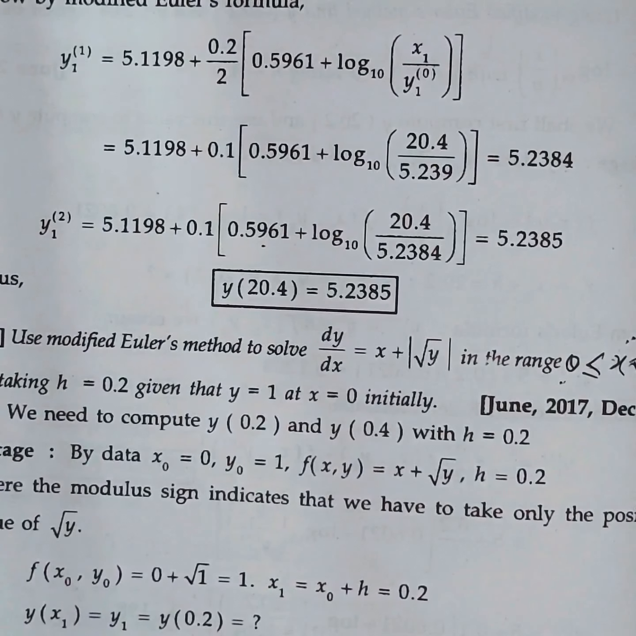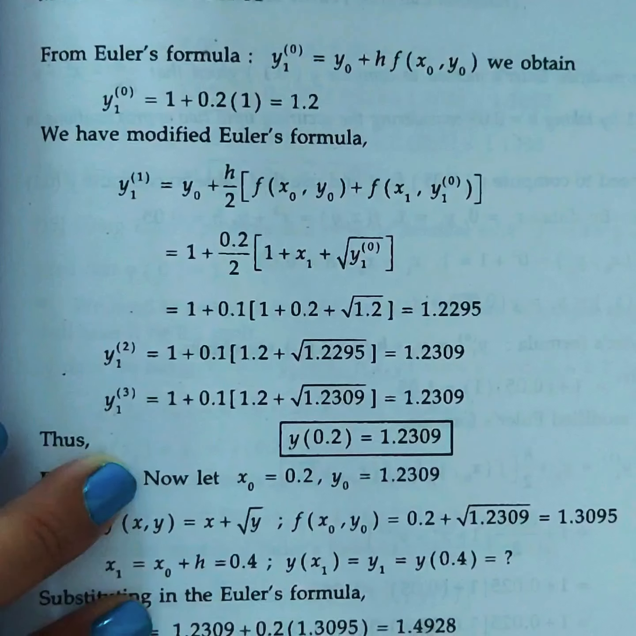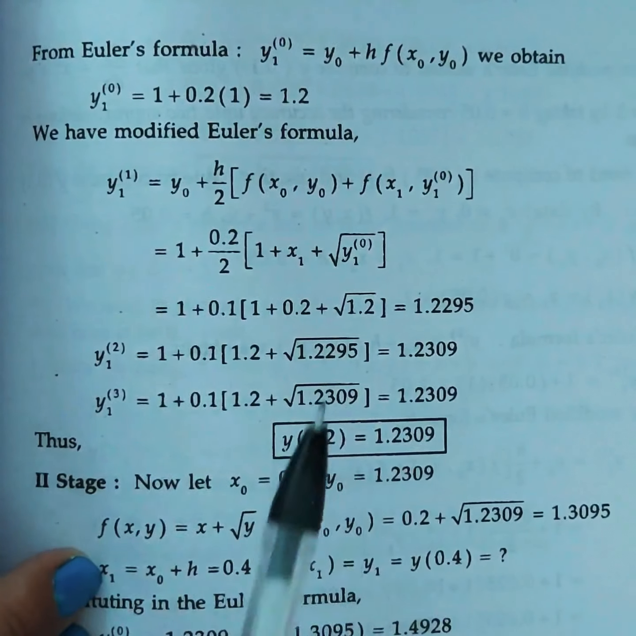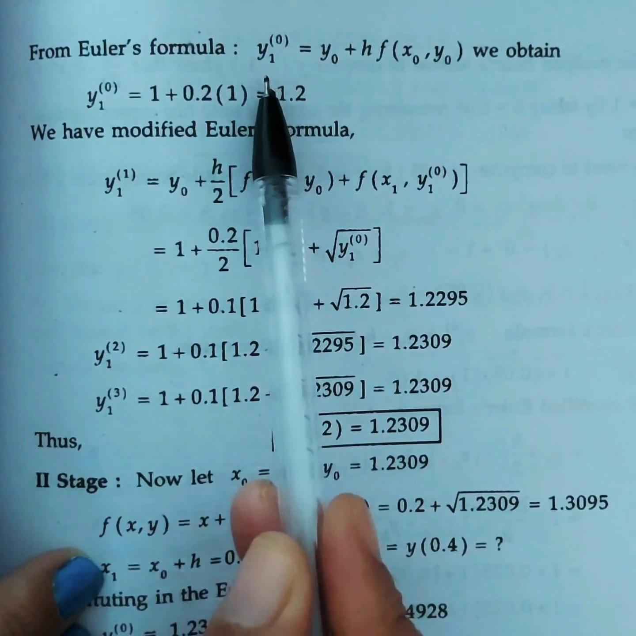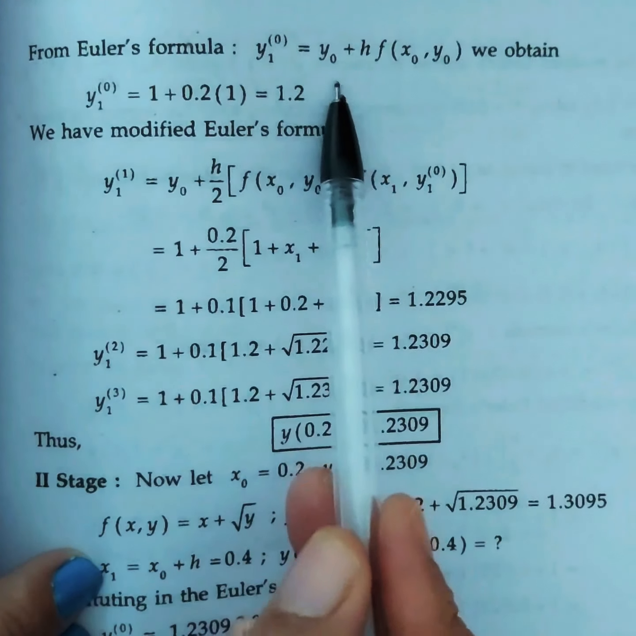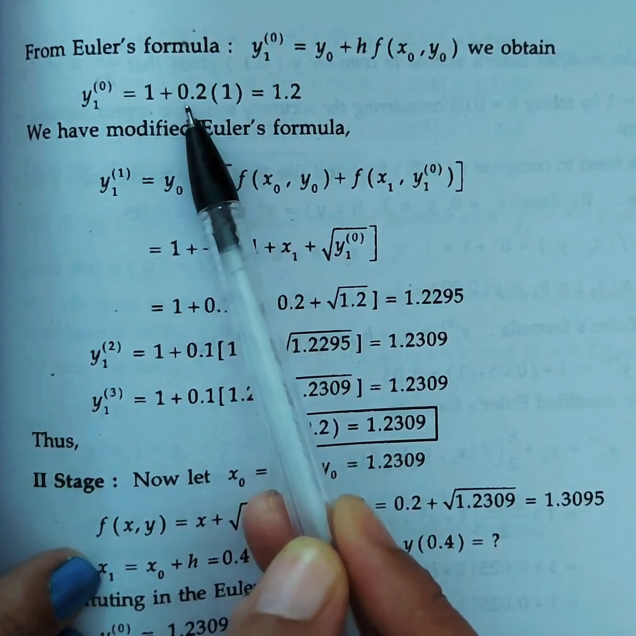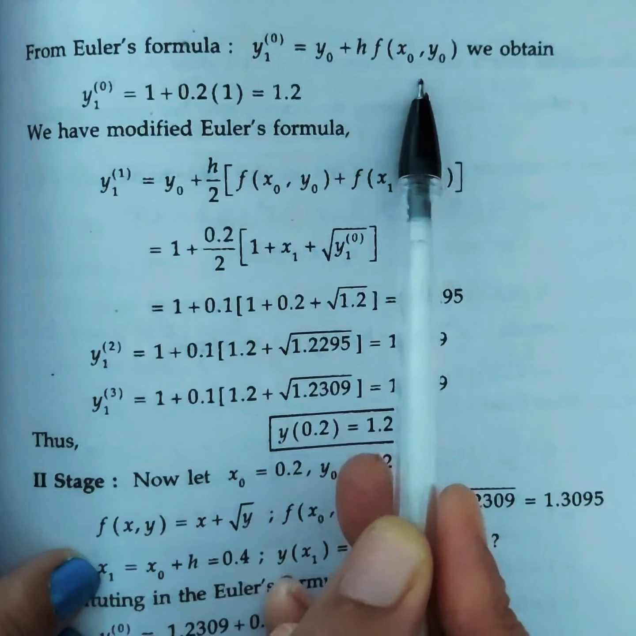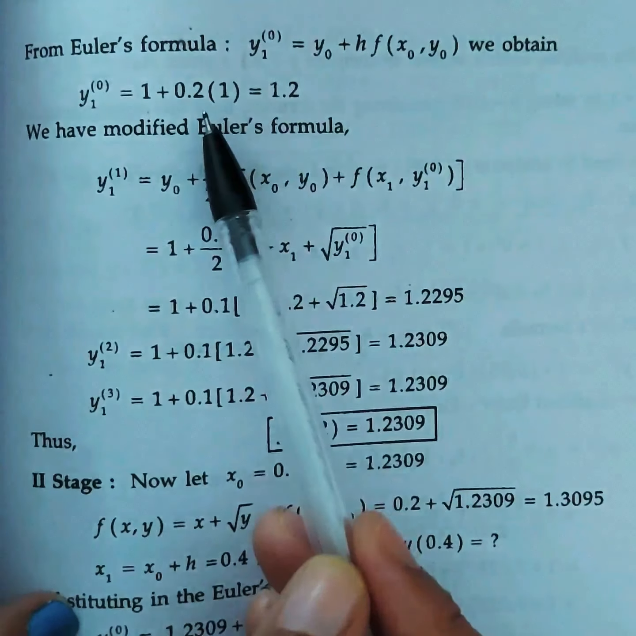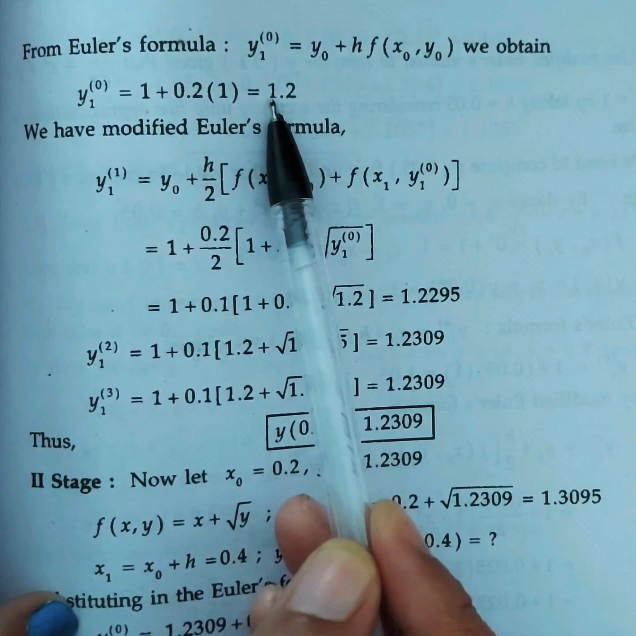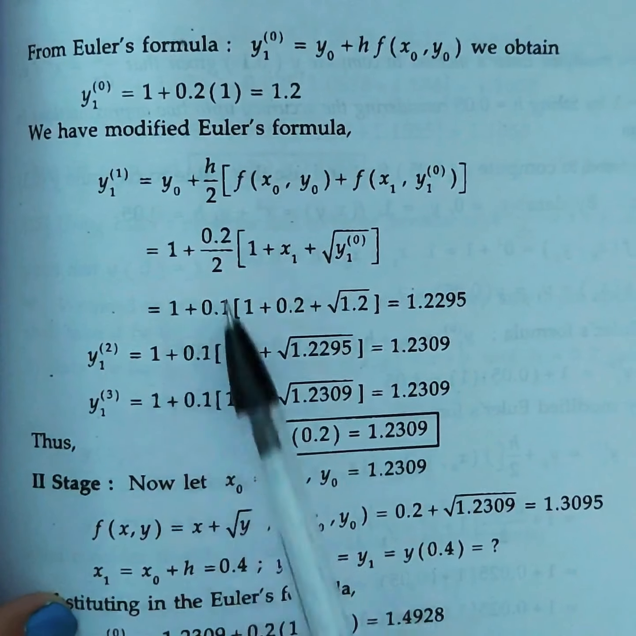So here also we are going to do two modifications. Yes, this is very easy. Your first approximation value is y1 of 0 is y0 plus h into f of x0 y0. So y0 is 1, h in this problem is 0.2, f of x0 y0 just now we got the answer 1. Simplifying we get 1.2. Now we have to modify twice.